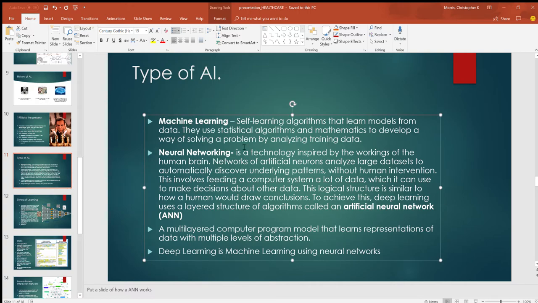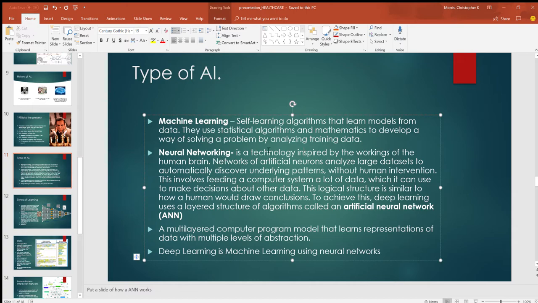Machine learning, which are self-learning algorithms that learn models from data. They use statistical algorithms and mathematics to develop a way of solving a problem by analyzing and training data. Essentially, if you know statistics, which is a mathematical discipline, it's just using statistics and computational power, and that's really pretty much it. That's how machine learning is utilized.